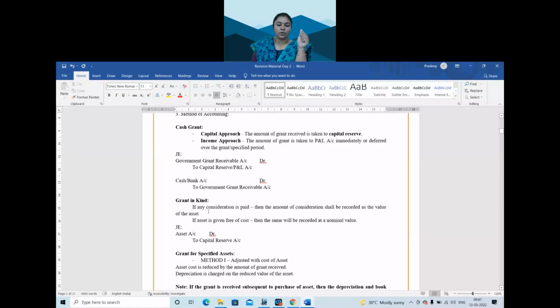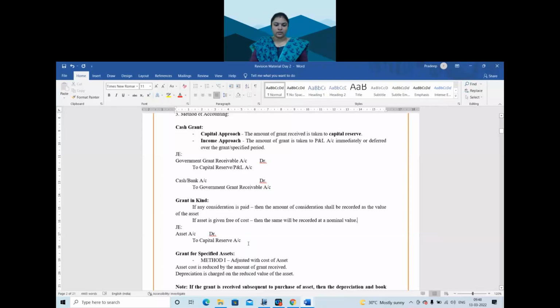So for grant in kind, if any consideration is paid, then the amount of consideration shall be recorded as the value of the asset. Whereas if the asset is given free of cost, then the same will be recorded at nominal value. Journal entry: asset account debit to capital reserve. Why is this capital reserve? Because an asset is generally capital in nature.